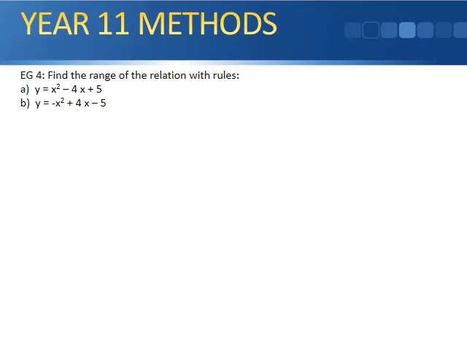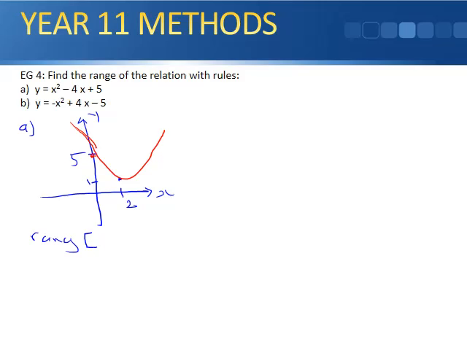Example 4, find the range of the relations with these rules. So it would be easier to sketch these because it's a bit hard to do if you don't sketch them. You guys already know how to sketch them, so I'm just going to quickly sketch these. We'll go past 5. The turning point will be 2 and 1. So there it is there. That's y. That's x. So graphing this one, since it goes there and that's my turning point, will be like this. Okay. The range of this one here, the lowest y value is 1, and the highest y value that we have is infinity. And I don't include that one.